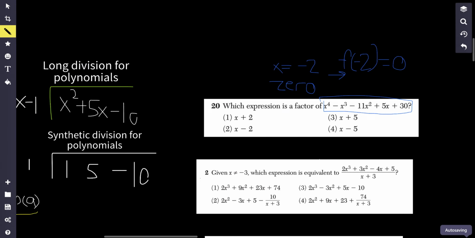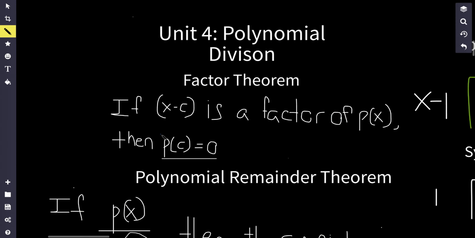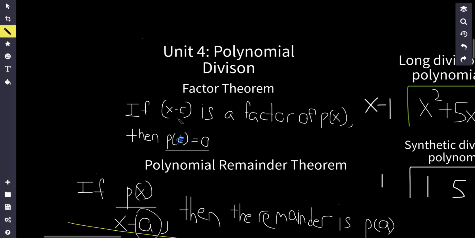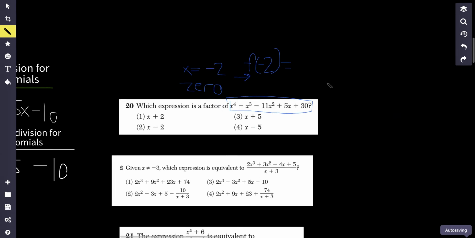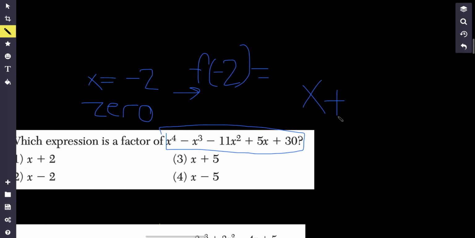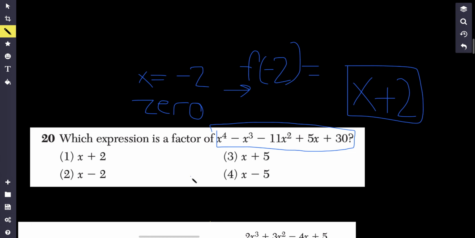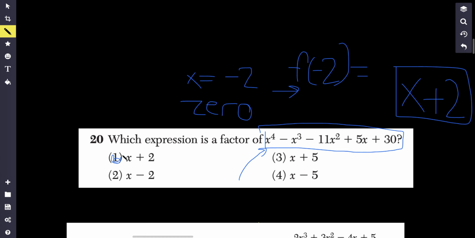Now, what does this tell us? Well, we can look at the factor theorem. If p of -2 is equal to 0, then x minus -2, or just x plus 2, has to be a factor of p of x. So x plus 2 is a factor of this polynomial, meaning that number 1 is going to be our answer. You might be saying, why can't it be the other answers? Answer choice number 2 is just trying to confuse you, because answer choices 1 and 2 look pretty similar.